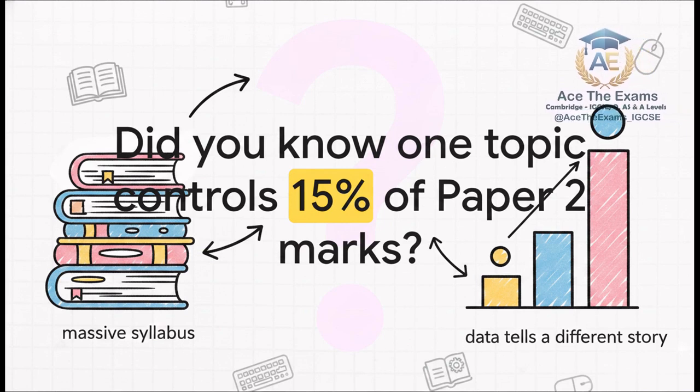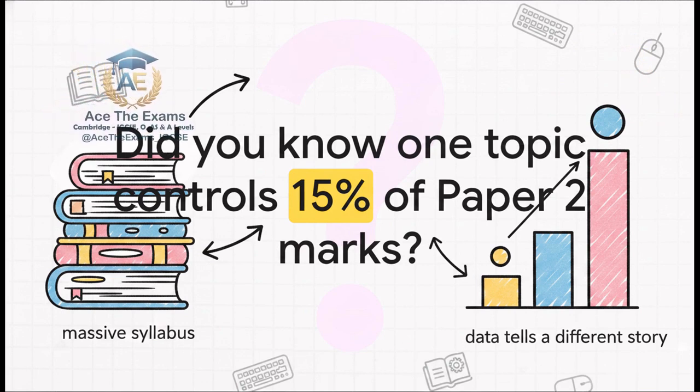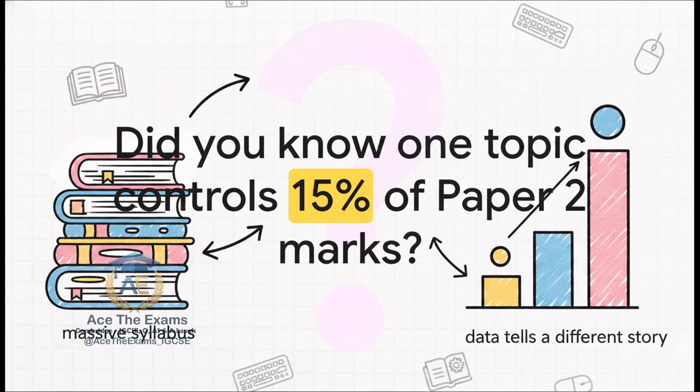Because when you are staring down a massive, intimidating computer science syllabus, it is way too easy to treat every single bullet point as if it carries the exact same weight. You study a little bit of networking, a little bit of hardware, a little bit of social impact, but the actual exam data tells a very, very different story. Not all topics are created equal, and understanding how the marks are truly distributed is the ultimate secret weapon for anyone wanting to seriously dominate this exam.